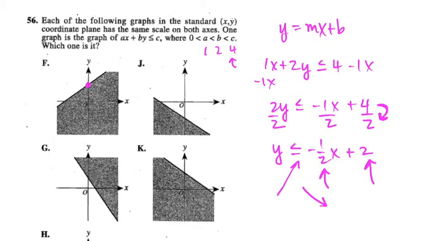F, we have a positive slope. Even though we have a positive y-intercept, this is not our answer. In J, we have a negative slope, which is what we want, but we have a negative y-intercept, not our answer. G, H, and K have negative slopes, but H has a negative y-intercept, so that is not the answer. We have positive intercepts on both G and K. The thing is, with G, you are shading above the line, whereas with K, we are shading under. So K is going to be our answer.